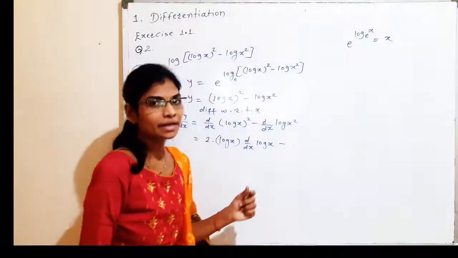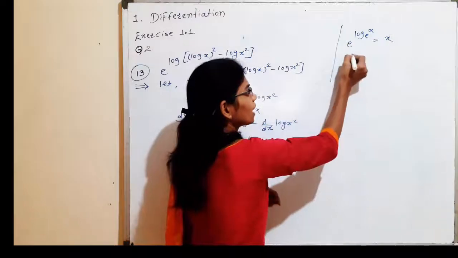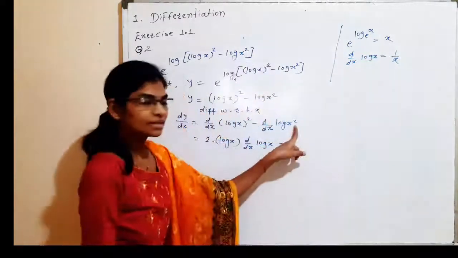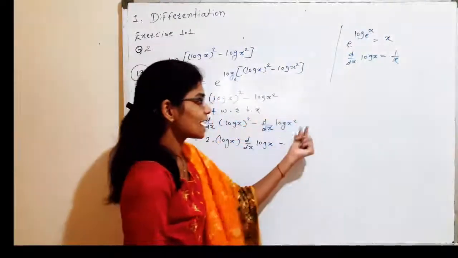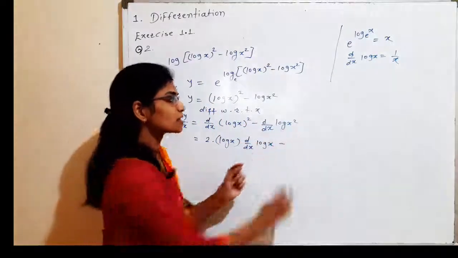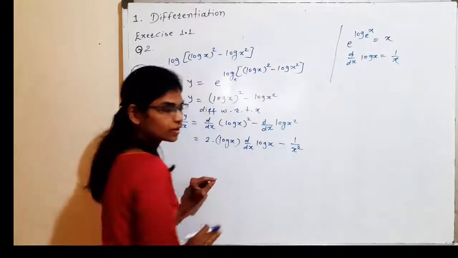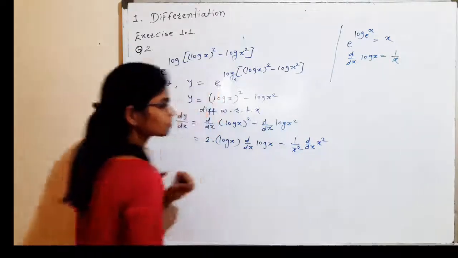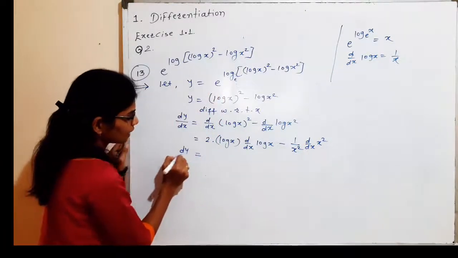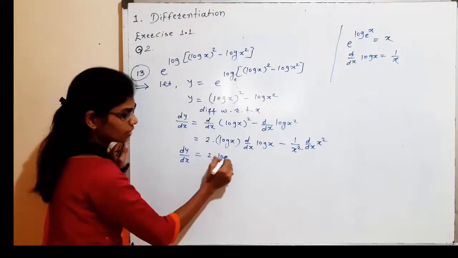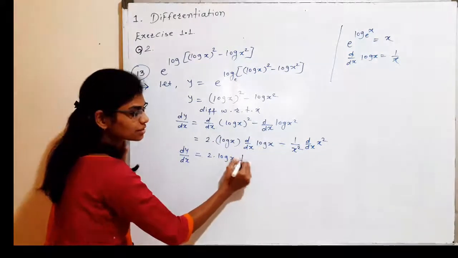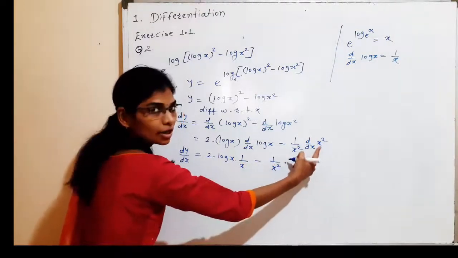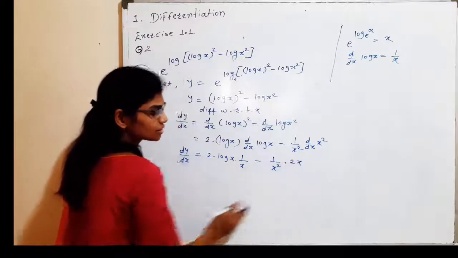So here we have to take the derivative of log x, and we know that derivative of log x is 1 divided by x. In this example, we consider the value of x as x square here. So its derivative is 1 divided by x square. Again here we have to take the derivative of x square. At next step, dy by dx is equal to 2 into log x multiplied by derivative of log x, 1 divided by x, minus 1 divided by x square multiplied by derivative of x square, which is 2x.